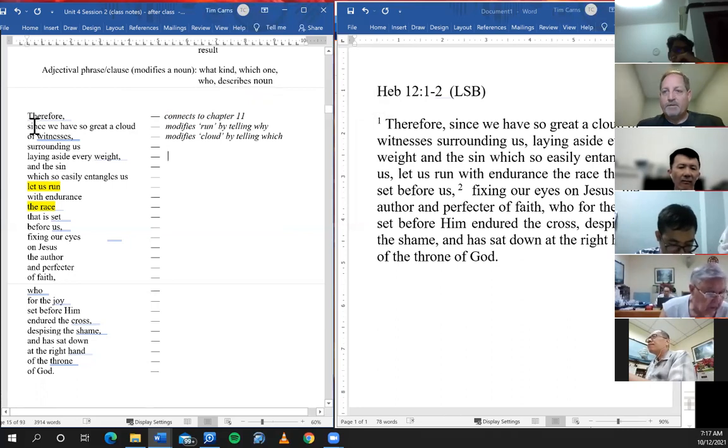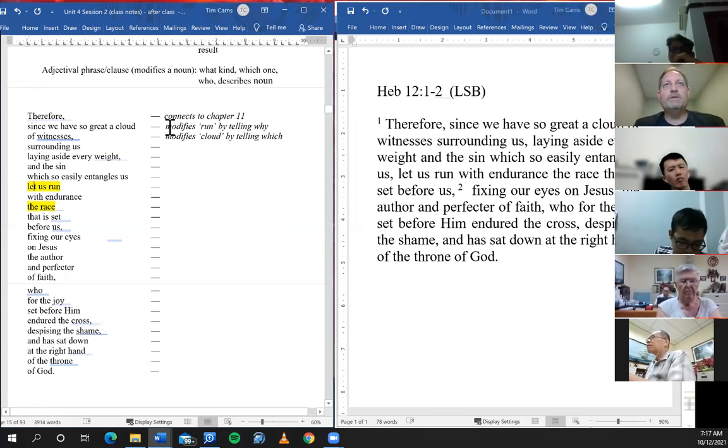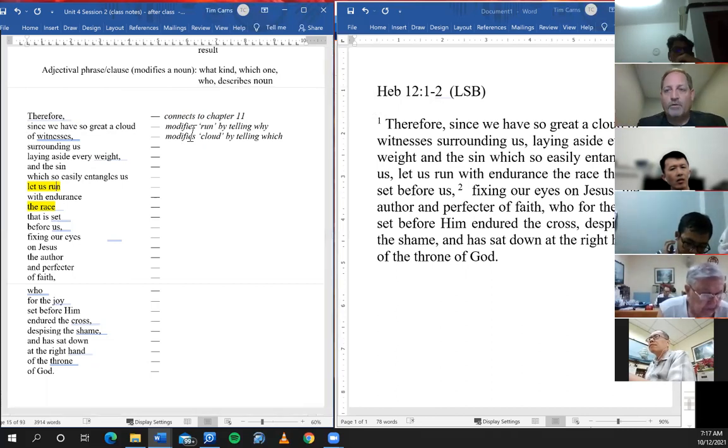And here we have an example of a clause that's modifying something that comes after it. So they don't always modify something that comes before it. In this case, the author, wanting to emphasize that cloud of witnesses, first mentions them before he mentions the independent clause. All right. And the way it's functioning here is it's modifying run. It's telling us why. Why are we to run? Let us run. Why? Since or because we have so great a cloud of witnesses.